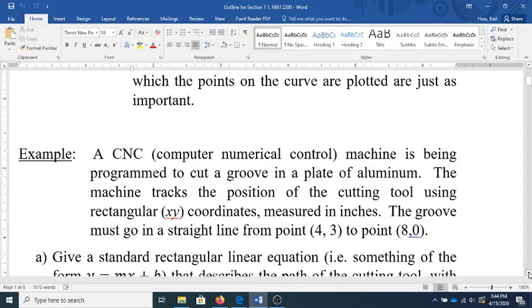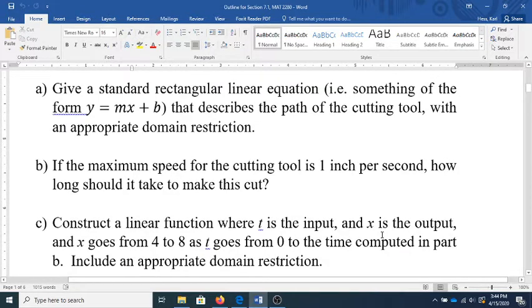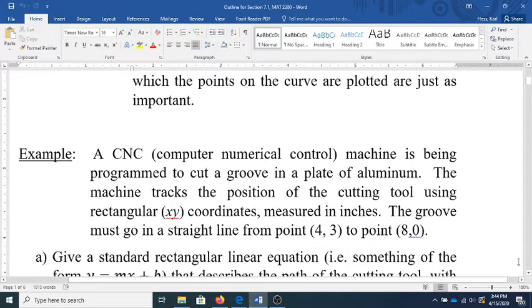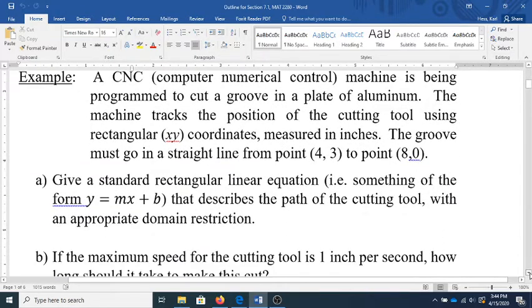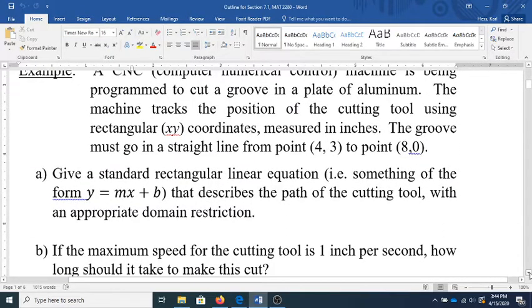And we're going to program the machine to do a fairly straightforward task. We want it to cut a groove in a straight line from the point (4, 3) to the point (8, 0). Now, I'm going to begin with something that I think we're all pretty familiar with, which is just constructing an equation of the line connecting these 2 points.